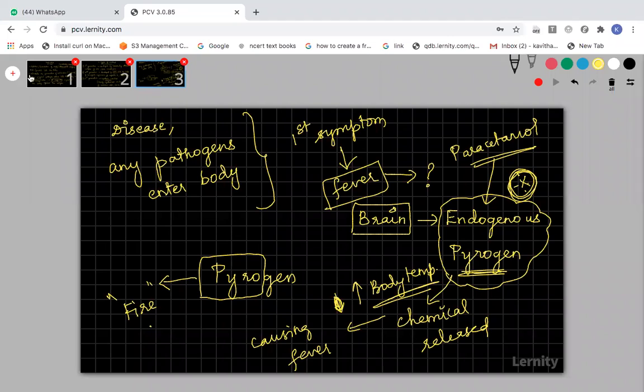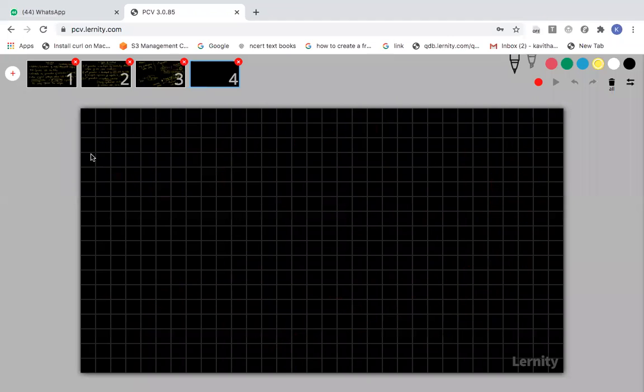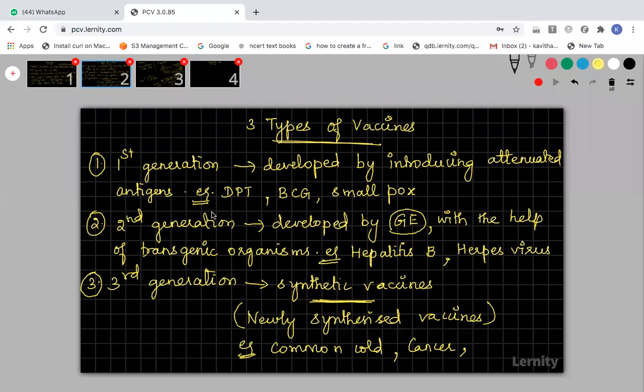Shall I move on to the next concept? The next chart I am going to give you is about the important tests that are carried out for diagnosing diseases. The first chart I gave you yesterday is the important vaccines. Second generation vaccines are the ones that have been developed by using biotechnology or genetic engineering.